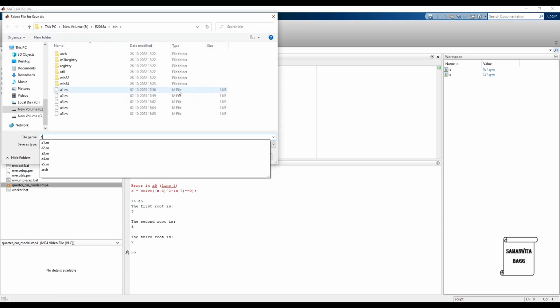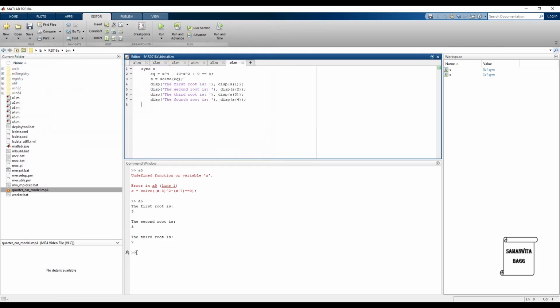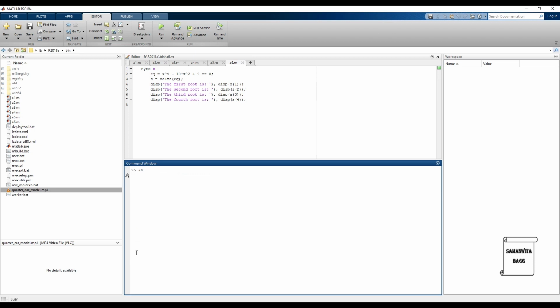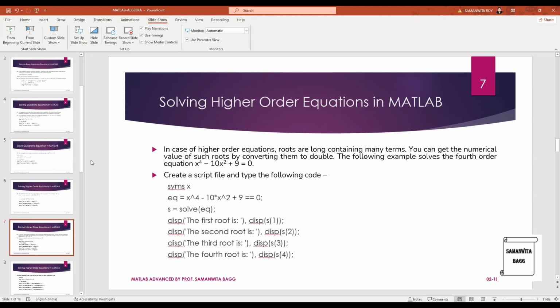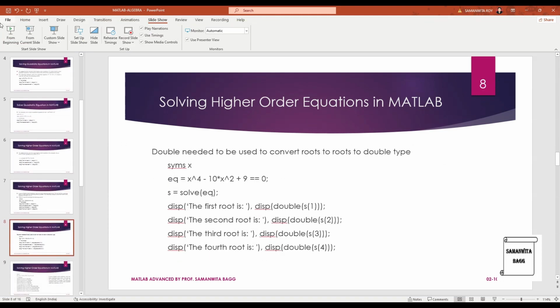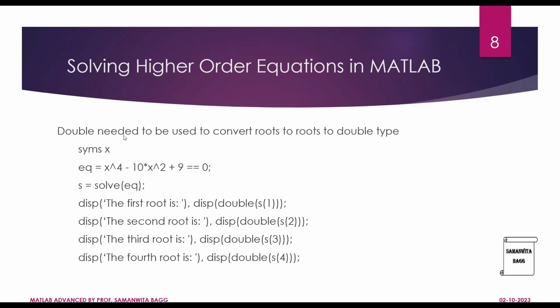I'll save this as A6. So the 4 roots are minus 3, minus 1, 1 and 3. Now if you see here, double needs to be used to convert the roots to double type. So suppose I have the same equation and I just add the word double here, we will see what kind of solution is obtained.